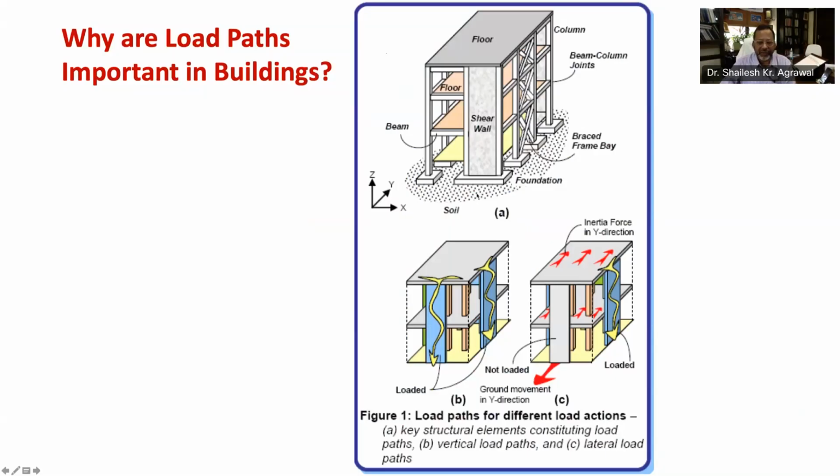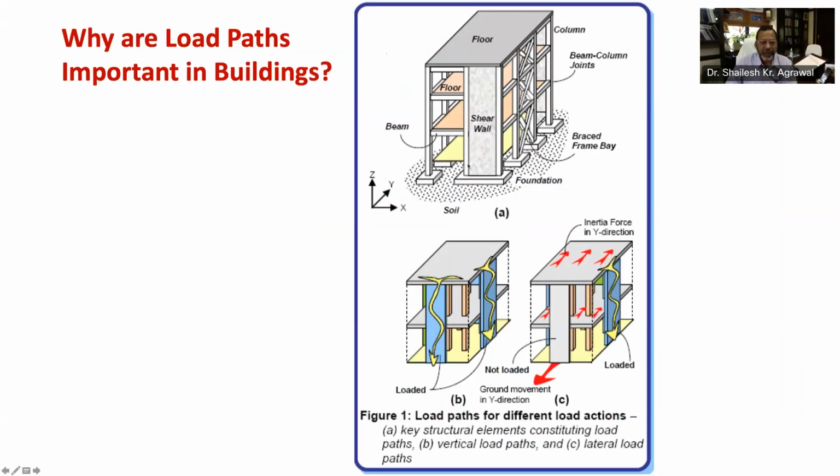As you can see in figure 1a, a building may have multiple load paths running between the location of its mass and foundation. As you can see in figure 1b, load paths are as much a concern for transmitting vertical loads, that is self-weight, occupancy load, snow load, etc. Whereas, as you can see in figure 1c, these load paths are also a concern for transmitting horizontal loads such as earthquake and wind.